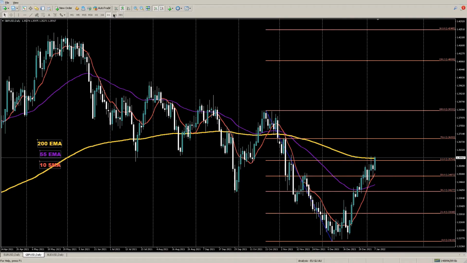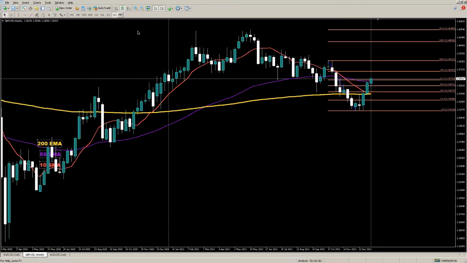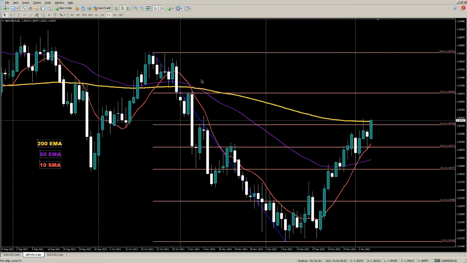Let's take a look at the weekly time frame. And that was the swing down from this doji in mid-October. So it looks like last week's candle was a bullish push up to clear the weekly 55 EMA, which closely translates to the daily 200.